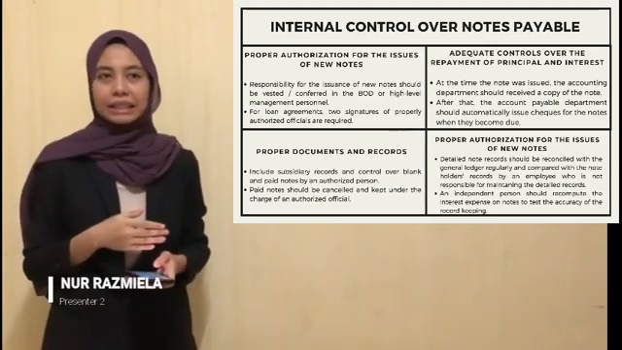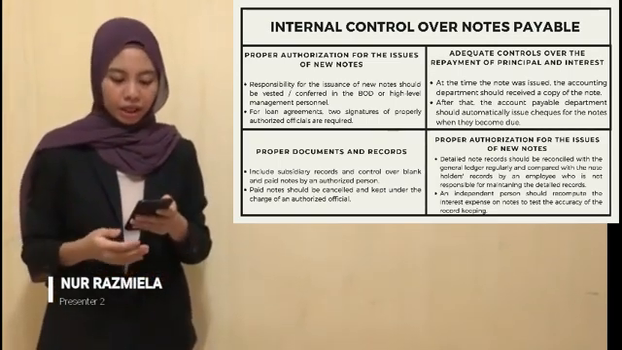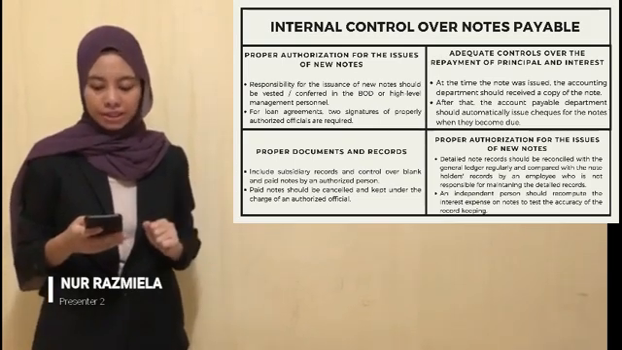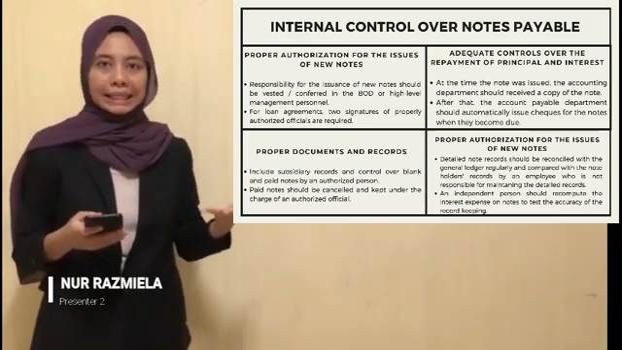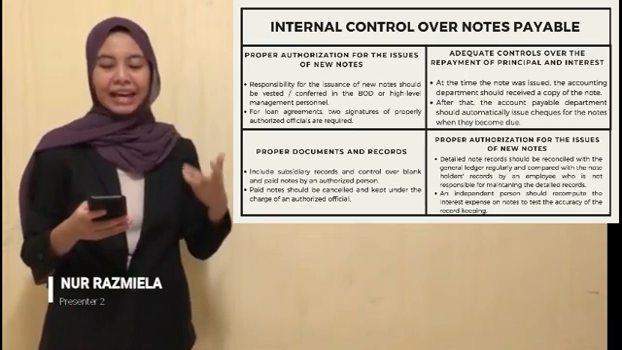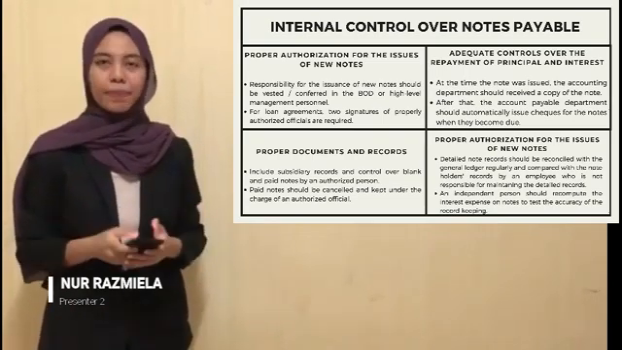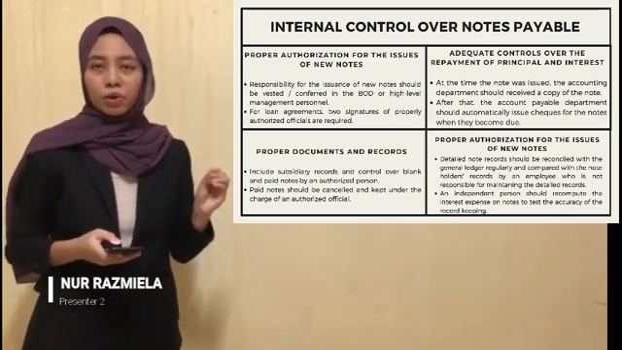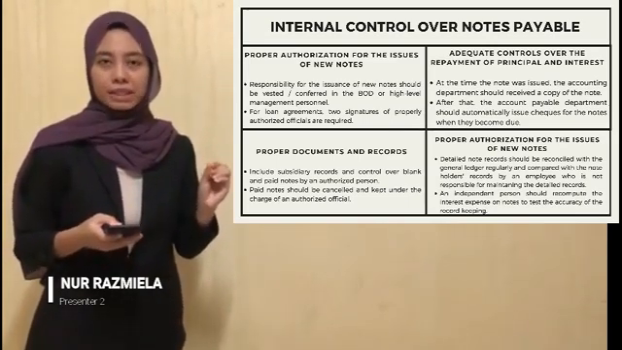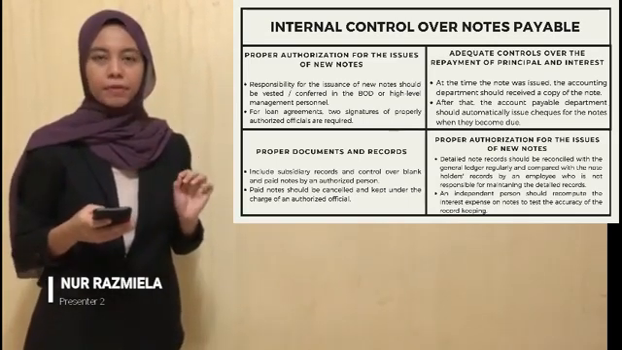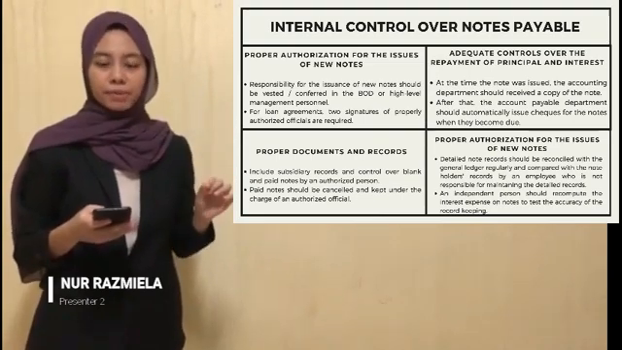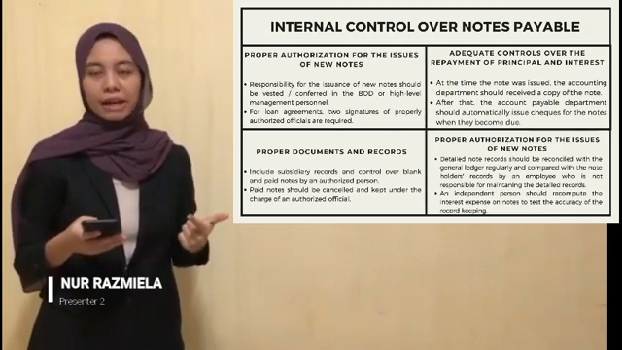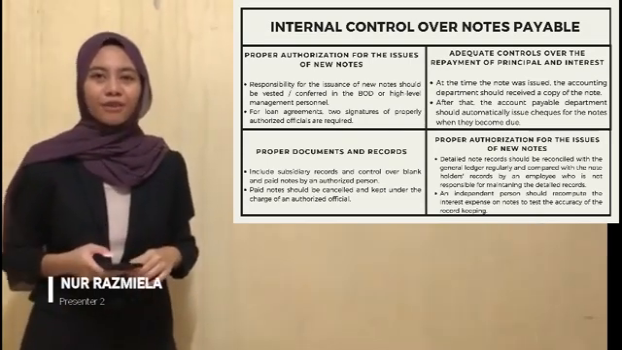After that, the accounts payable department should automatically issue checks for the notes when they become due. Again, this is the same as when it prepares the payment for the acquisition of goods and services. The copy of the note that the accounting department received should provide the supporting documents for payments, such as receipts, invoices, and proof of payments.